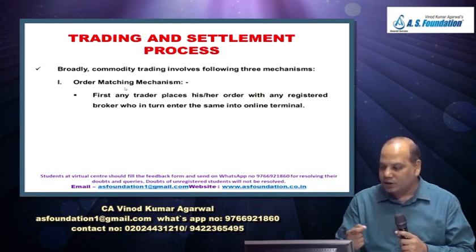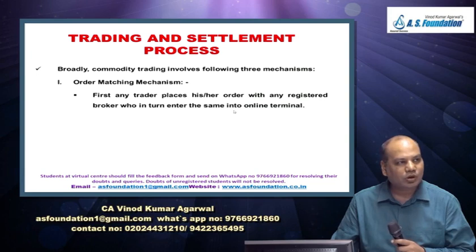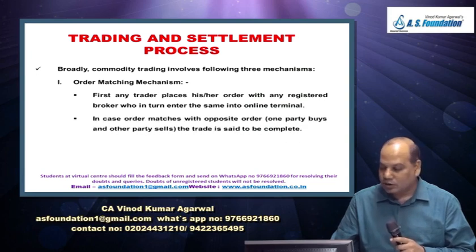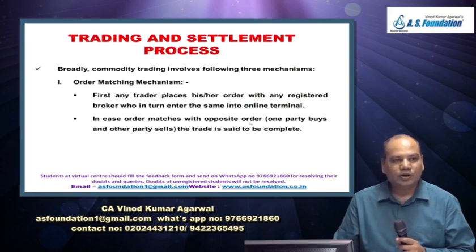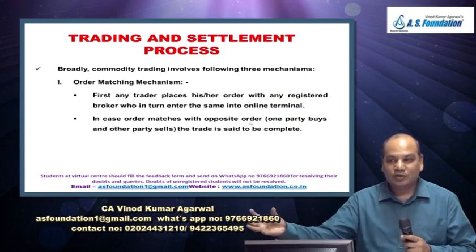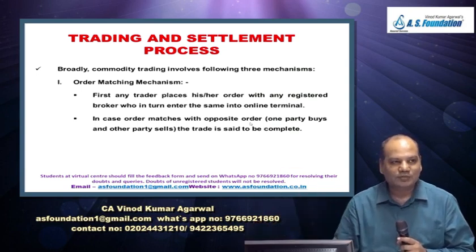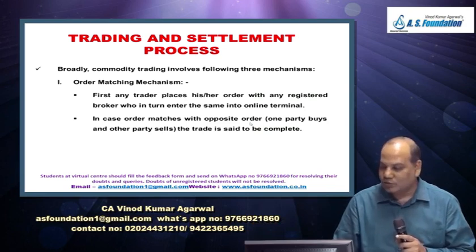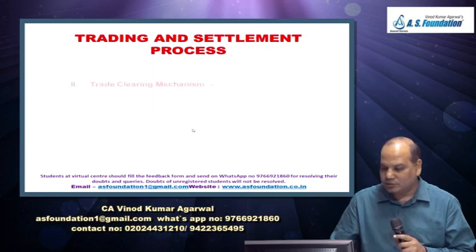First, any trader places his or her order with any registered broker who in turn enters the same into the online terminal. In case the order matches with the opposite trader, you want to buy 100 grams of gold at 30,100. There must be somebody who wants to sell 100 grams of gold at 30,100. So the system will match and the order is complete. The trade is said to be complete.